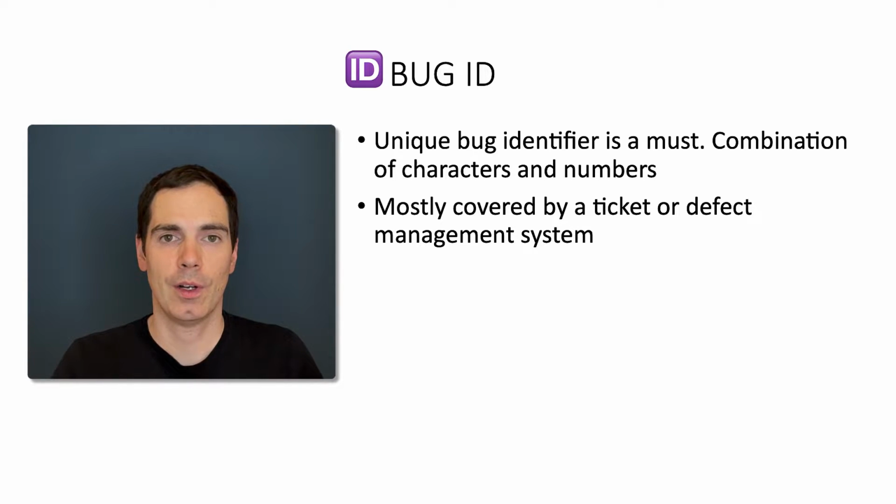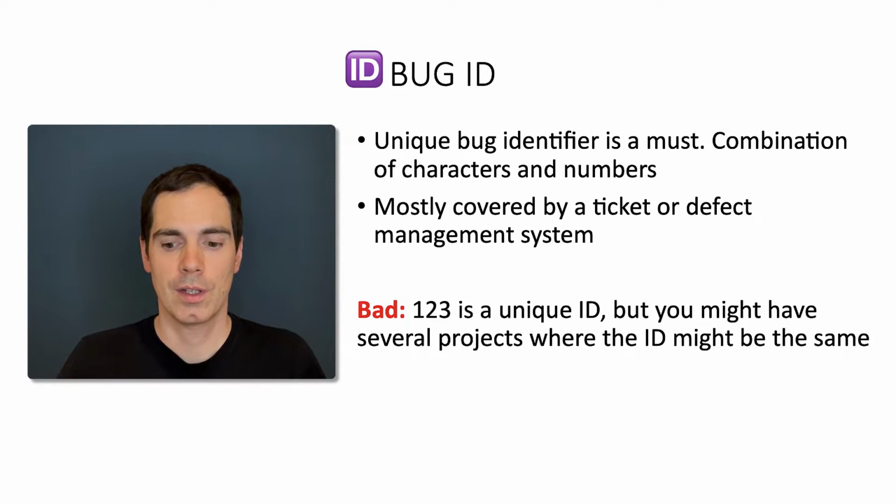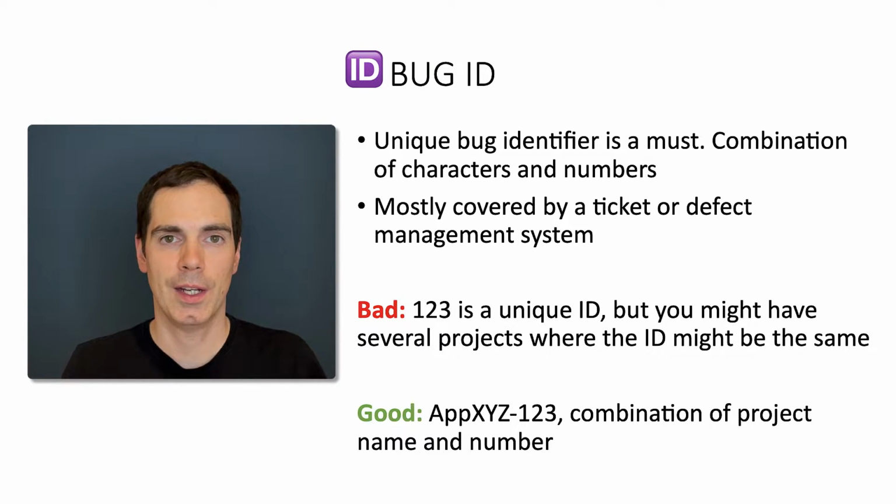And here are two examples of a bad bug ID and a good one. A bad one would be 123. Of course, it's a unique ID, but if you have several projects, for example, in your company, you don't know to which project that bug belongs. So it's much better to add something like App XYZ in this example, and then the 123 digits behind. This is a combination of the project name and the number, and therefore it's unique, and it's easy to grasp, also for outsiders, if this bug belongs to project A or to project B.